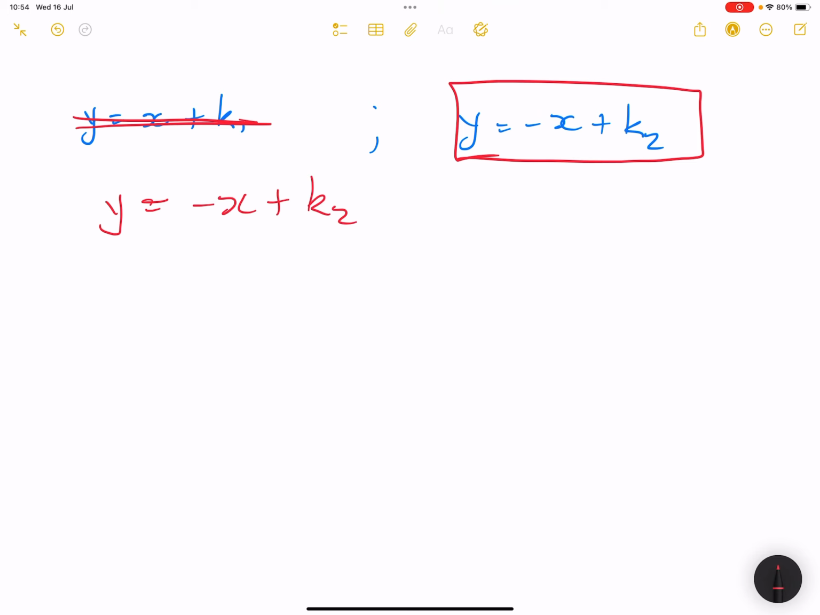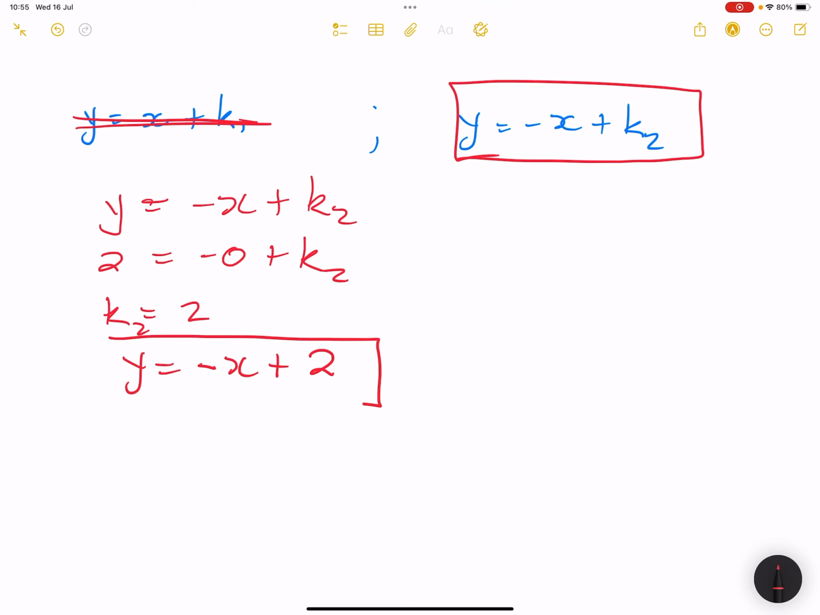Let's substitute now. When x is 0, y is 2. It's minus 0 plus k2, and so k2 is equal to 2. Which means the equation will be y is minus x plus 2. That is the equation of the axis of symmetry. Please go and look up these equations, in this case for grade 11, and I promise you, you'll be able to understand this a little bit more. All right, let's go on to the next one.